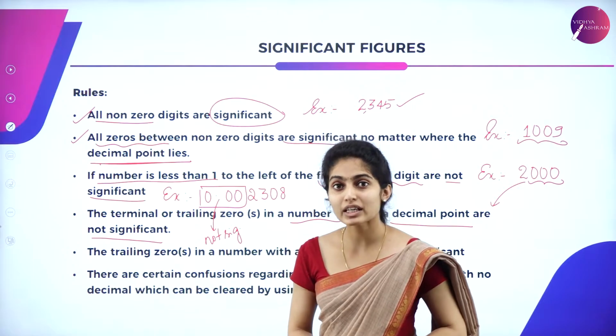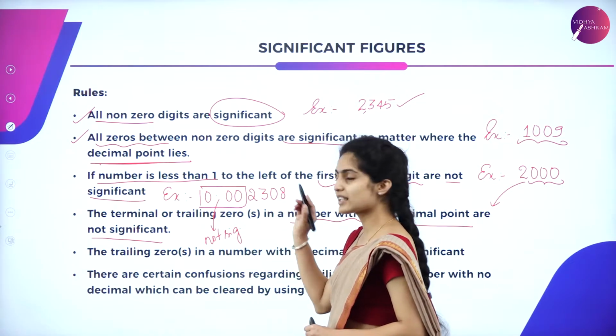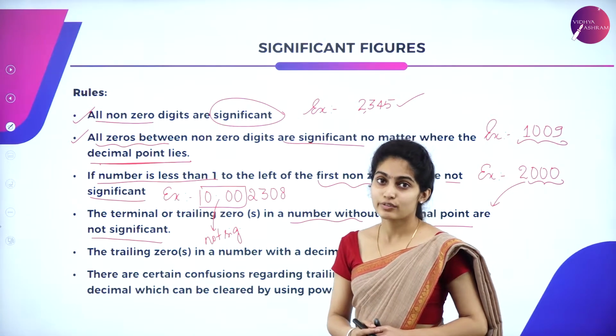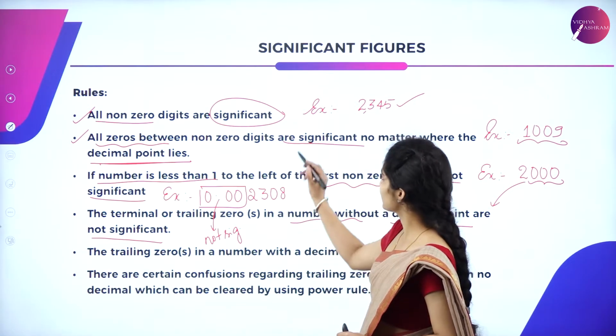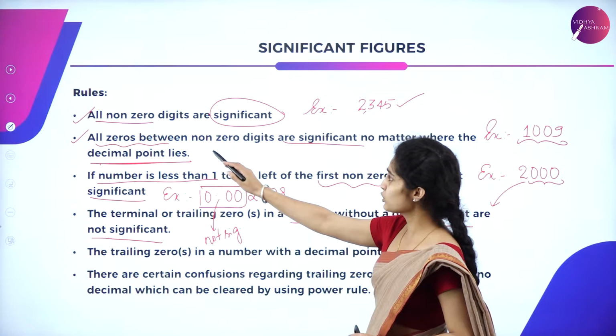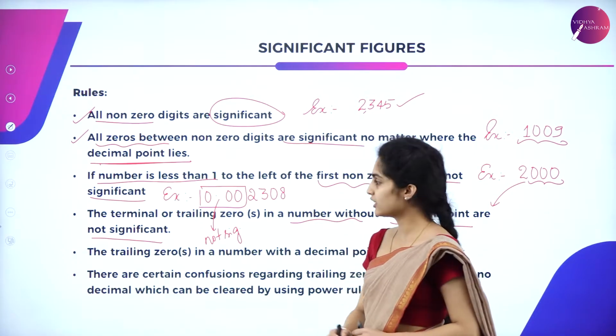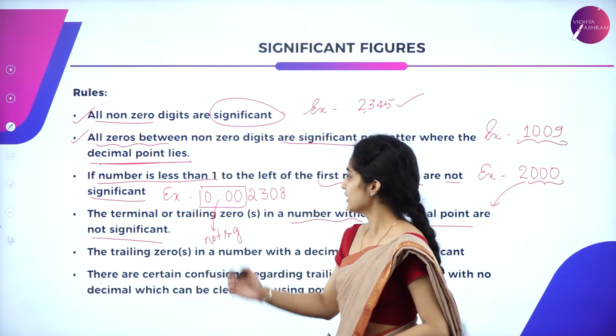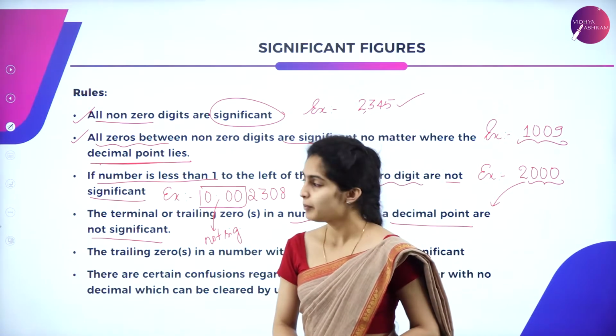How many significant numbers are there? There are 4 significant numbers. Yes, of course, this 0 is also significant. Why? Because as the second rule tells, the zeros between non-zero digits are significant. So there ends your decimal place.